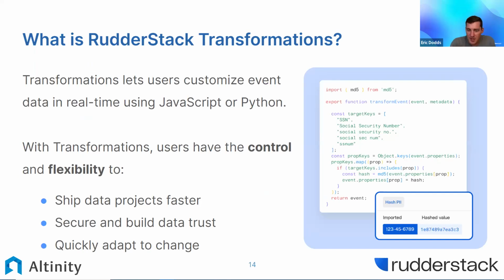I already talked through some of this, but let's get deeper into the use cases. So what do our customers use transformations for? One, they use it to ship data projects faster. So again, in order to achieve some sort of downstream use case, you don't have to go re-instrument your website or write a bunch of code that's going to run in your website or app.